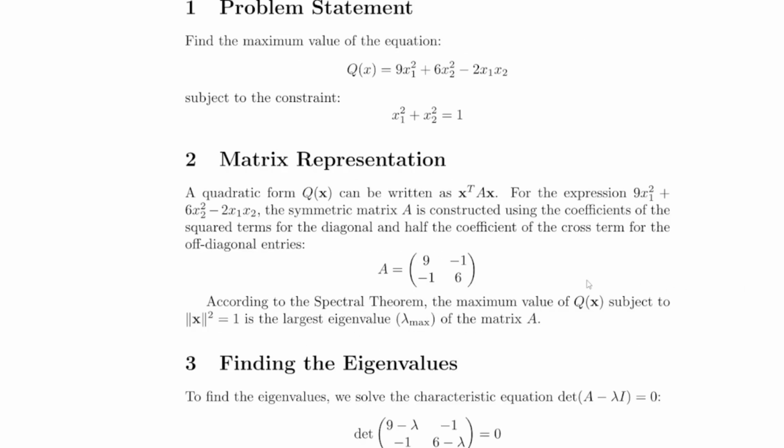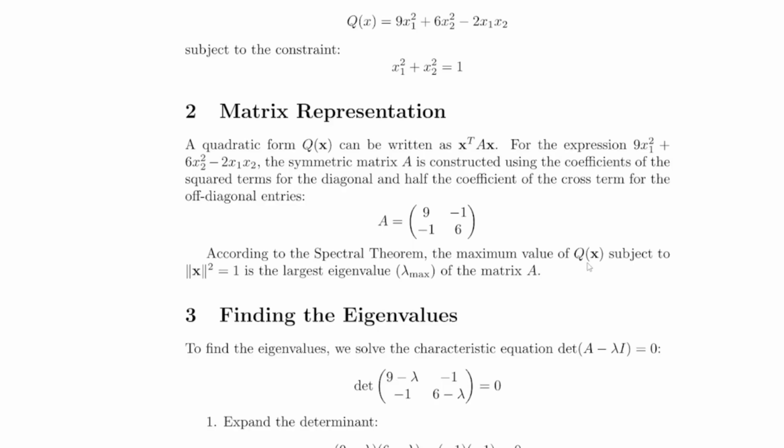For this one, the matrix A, basically the first entry is going to be the coefficient of x1 squared. The last entry is going to be the coefficient of x2 squared. And then these are going to be half of the x1, x2 terms. So for us, the x1 squared term is 9, the x2 squared term is 6, and half of negative 2 is negative 1. And so that's what's going in the other diagonal.